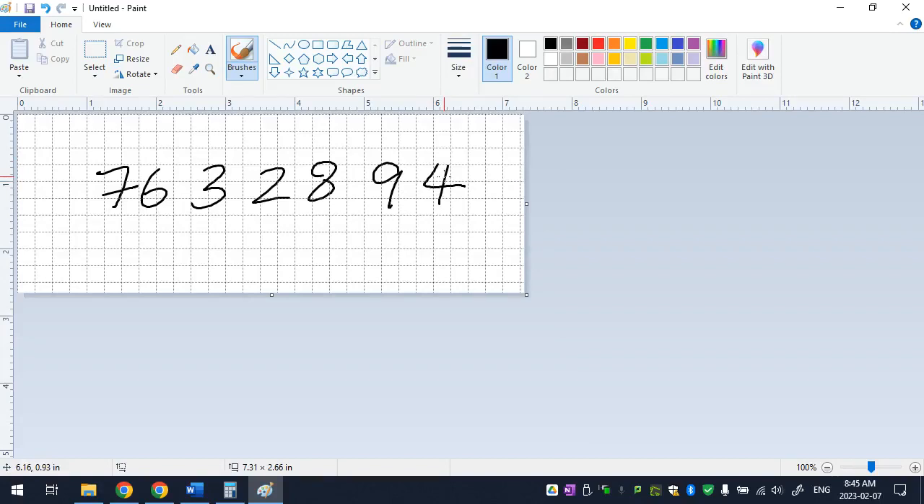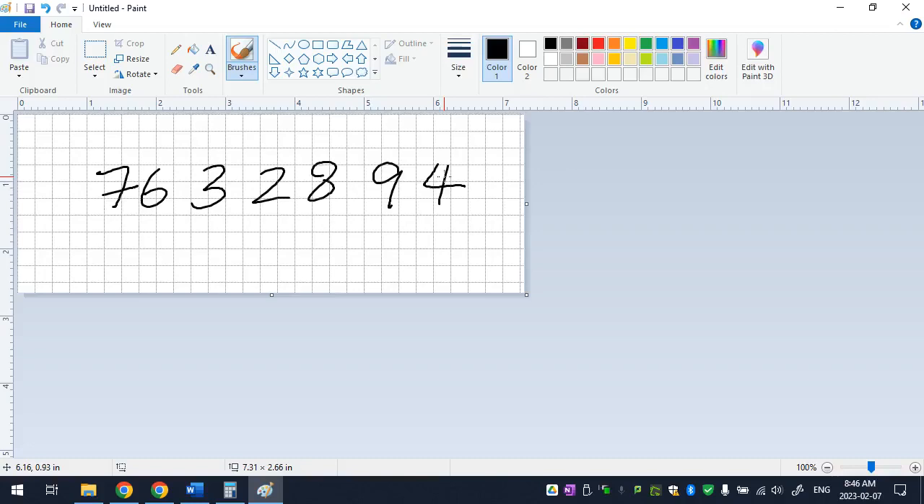Let's start adding from this side. What's 7 plus 6? 13. 13 plus 3, 16, plus 2, 18, plus 8, 26, plus 9, 35, plus 4. What did we get? 39. Does 39 divide by 3? Yes, it does. This whole number divides by 3. Done.